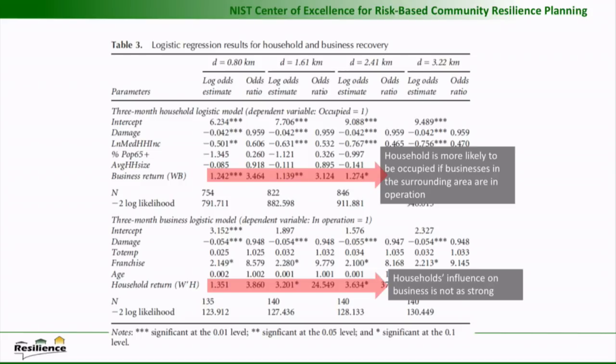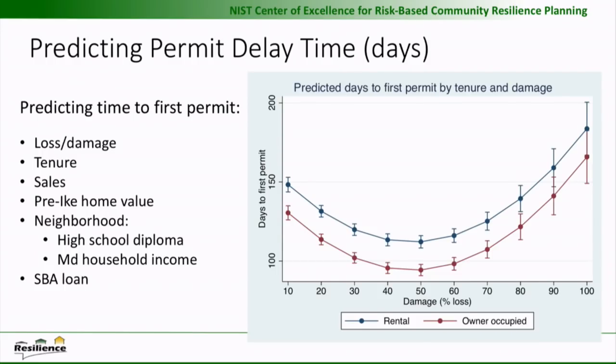So you see the interplay, but those dependencies are not quite the same across both of those areas. The final element that I just want to show you about is permitting. We've talked about permitting as having major consequences for delaying the recovery and restoration process. So we've looked at the permitting process for structures in Galveston, predicting the earliest date for permits being pulled based on loss, tenure, sales, pre-Ike value, and neighborhood characteristics. And we're so happy to actually have some data on resources, SBA as well, looking at that.